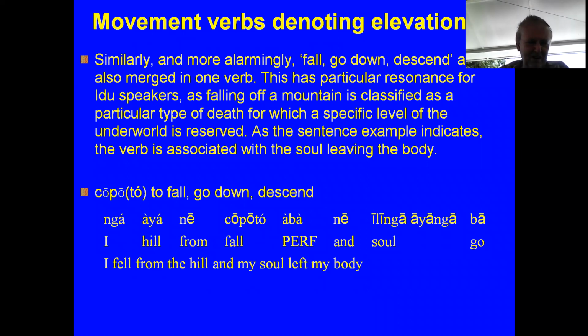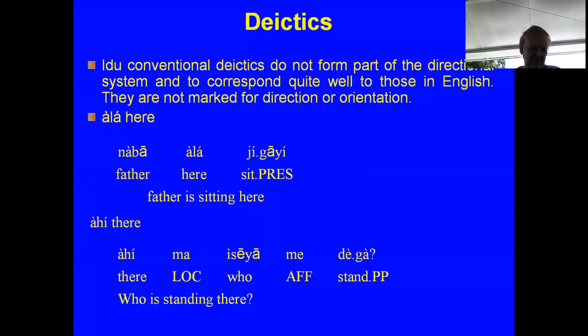Similarly, perhaps more alarmingly, the verbs to go down and to descend are merged with the verb to fall. This has a particular resonance for Edo speakers, as falling off a mountain is a particular type of death for which a specific level of the underworld is reserved. So there's a strong association between this verb and the soul leaving the body, but directionality is obviously not playing a part here. Similarly with deictics, you have here and there, and these don't seem to have any marking for direction or orientation.